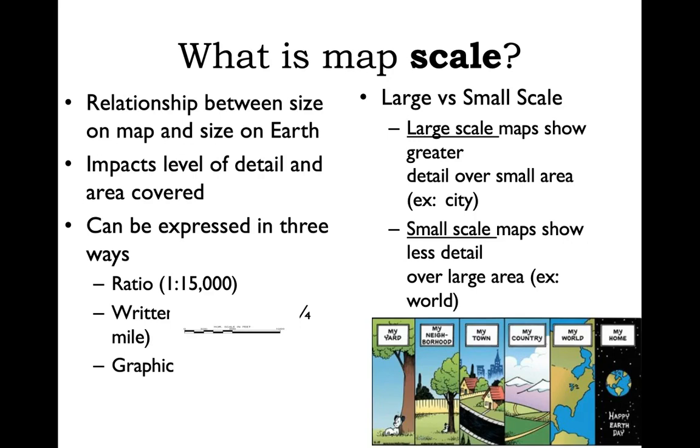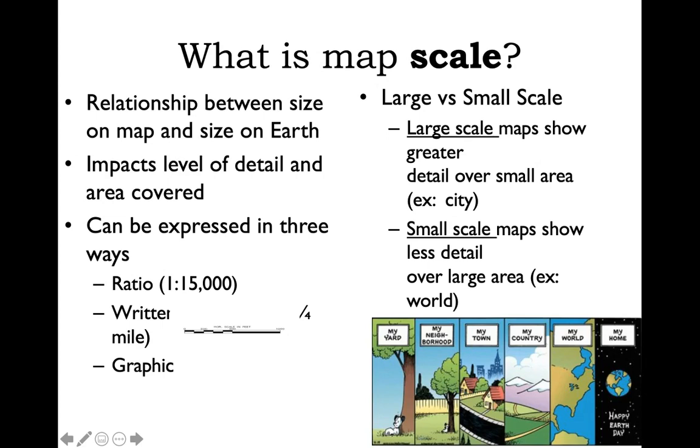So an example of a large scale map would be something that would be close up, such as a map of your yard, your neighborhood, or your city. A small scale map, on the other hand, shows less detail over a large area. So an example would be a map of your country, your world, or your home, such as Earth.